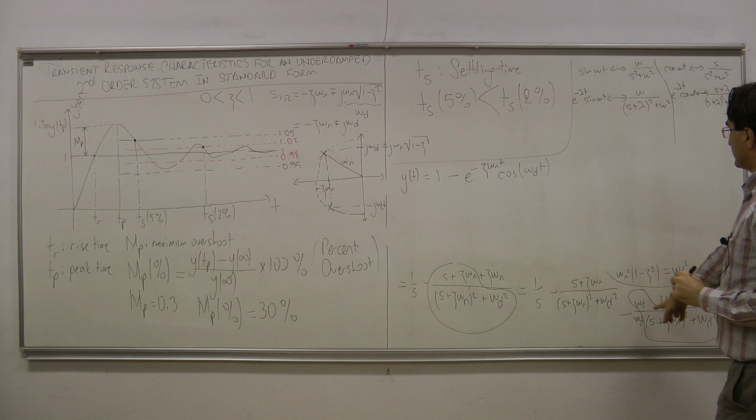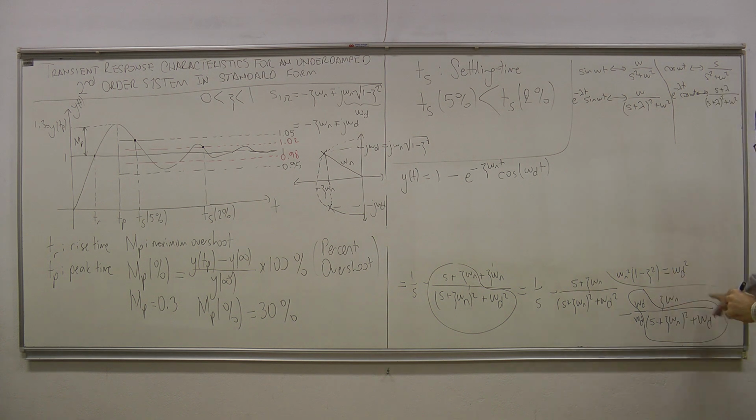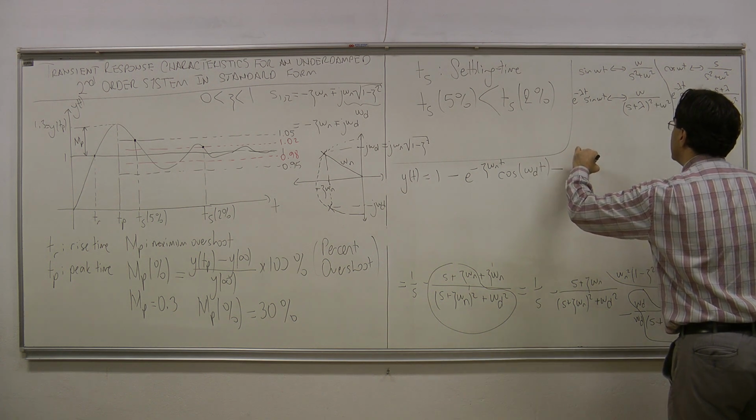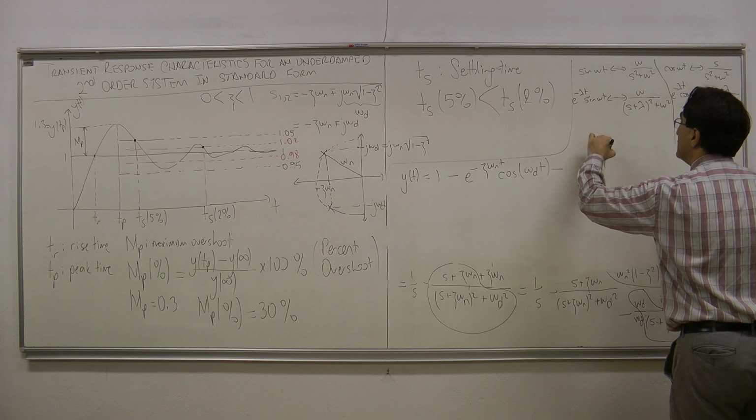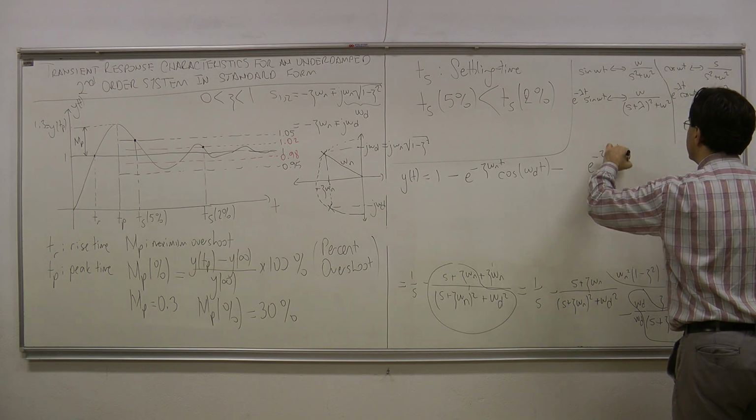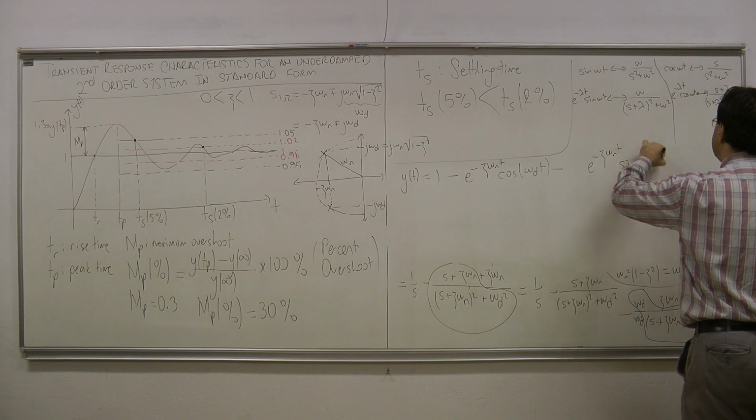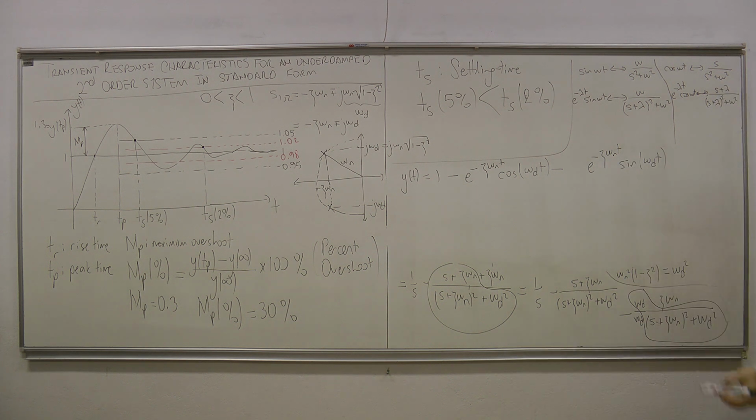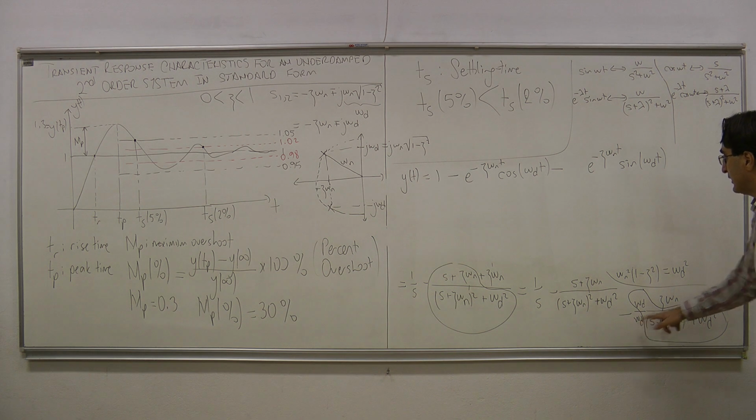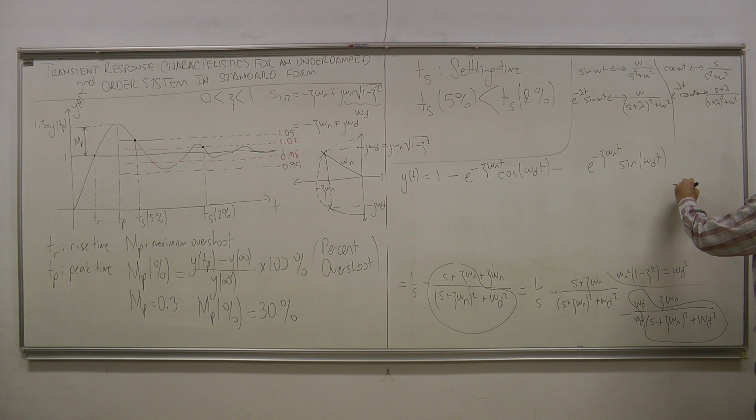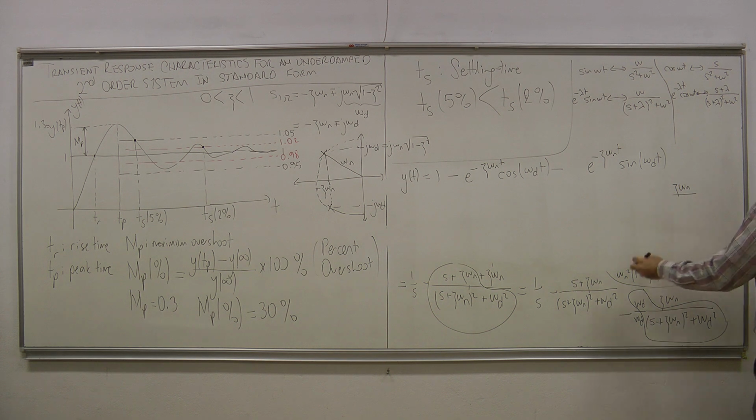Okay? And what about this term? In this case, this term is going to be a damped sine here, minus e to the minus psi omega n t sine of omega d t. Okay? And what else? There is also this remaining scaling constant here. So I would have the scaling constant here. And what is that scaling constant? It is psi omega n divided by omega d.